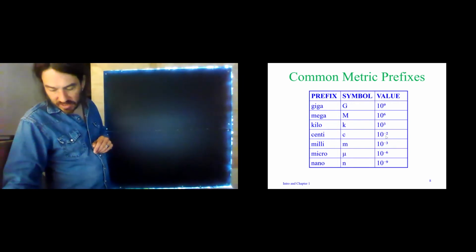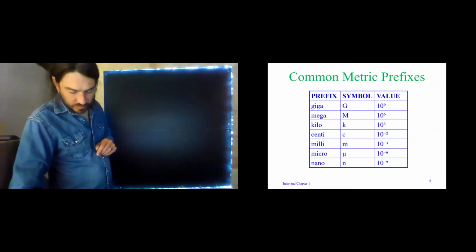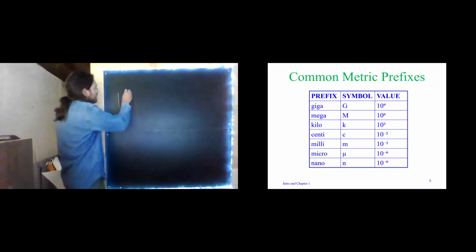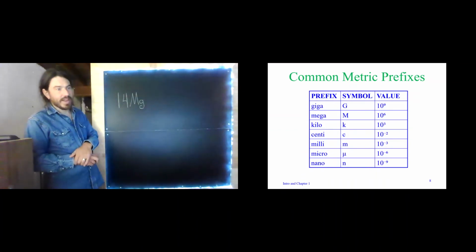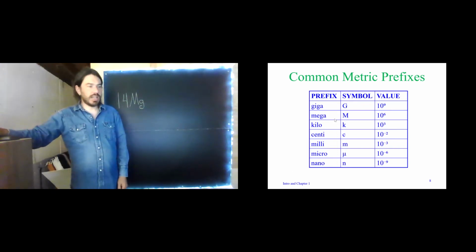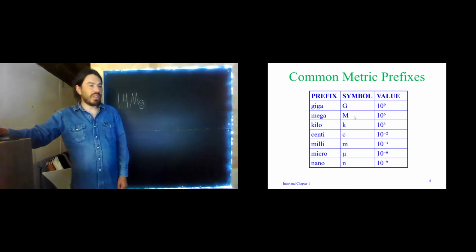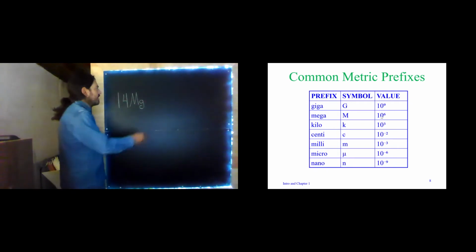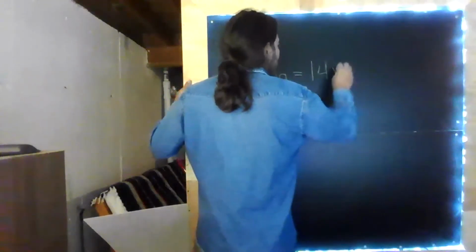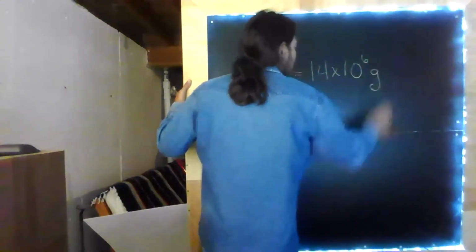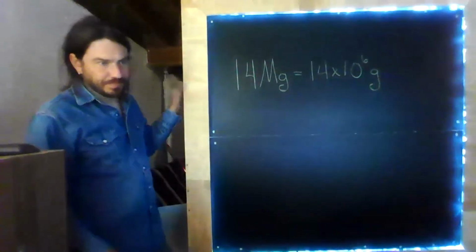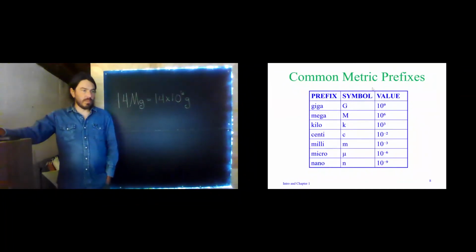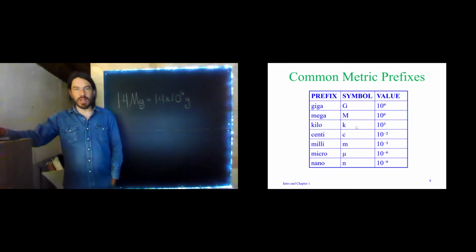And so, basically the way this works then is, say I have 14 megagrams of something, 14 megagrams, well then what I could do is I could look on this chart and I could say, 14 megagrams, well that is 10 to the 6th grams. And so this is exactly the same as 14 times 10 to the 6th grams. And so those are exactly the same. So that's how those metric prefixes work. Again, there are some above this and some below this. These are the ones that we use the most, and I think you should memorize these.